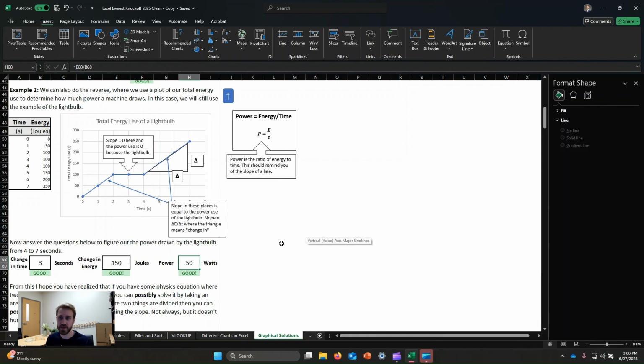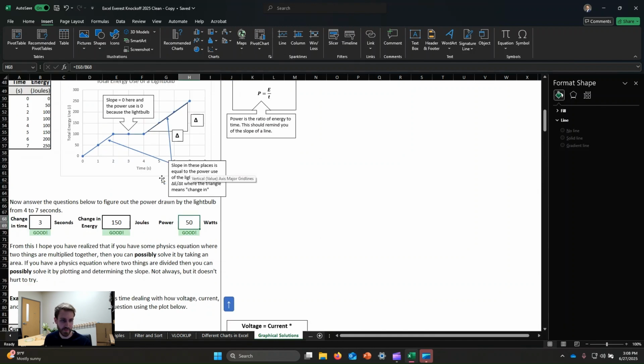So if you remember a linear equation of y equals mx plus b from an algebra class, that m value is, in this case, the power. And that's often a parameter about something in your system.